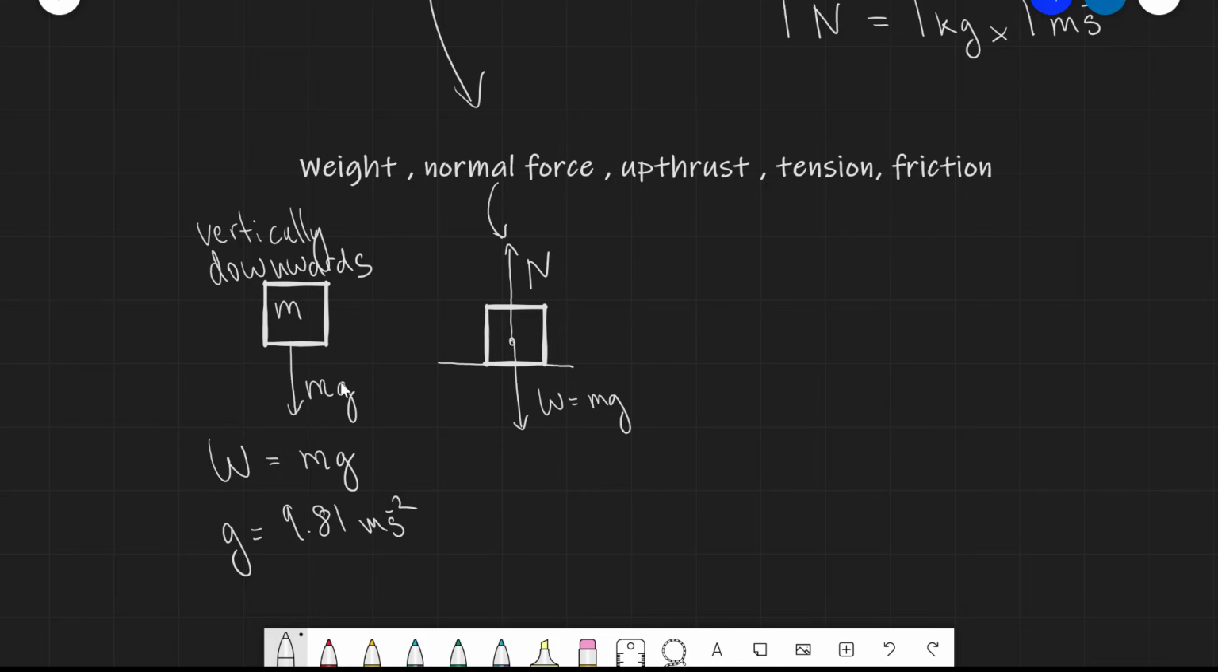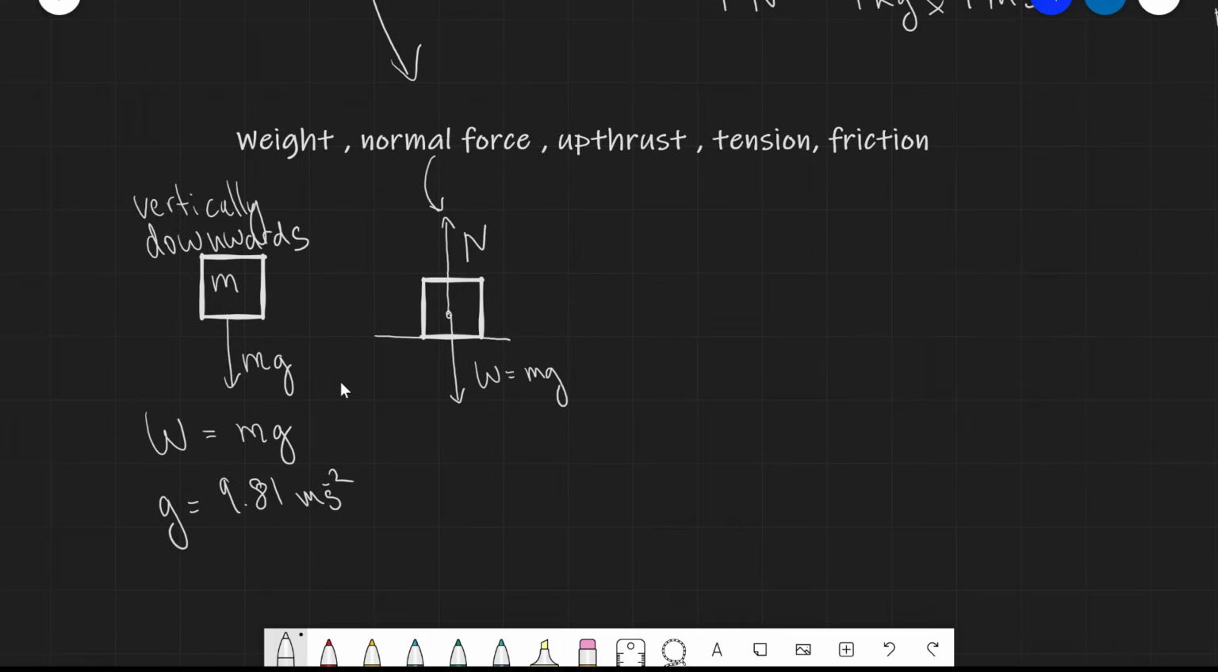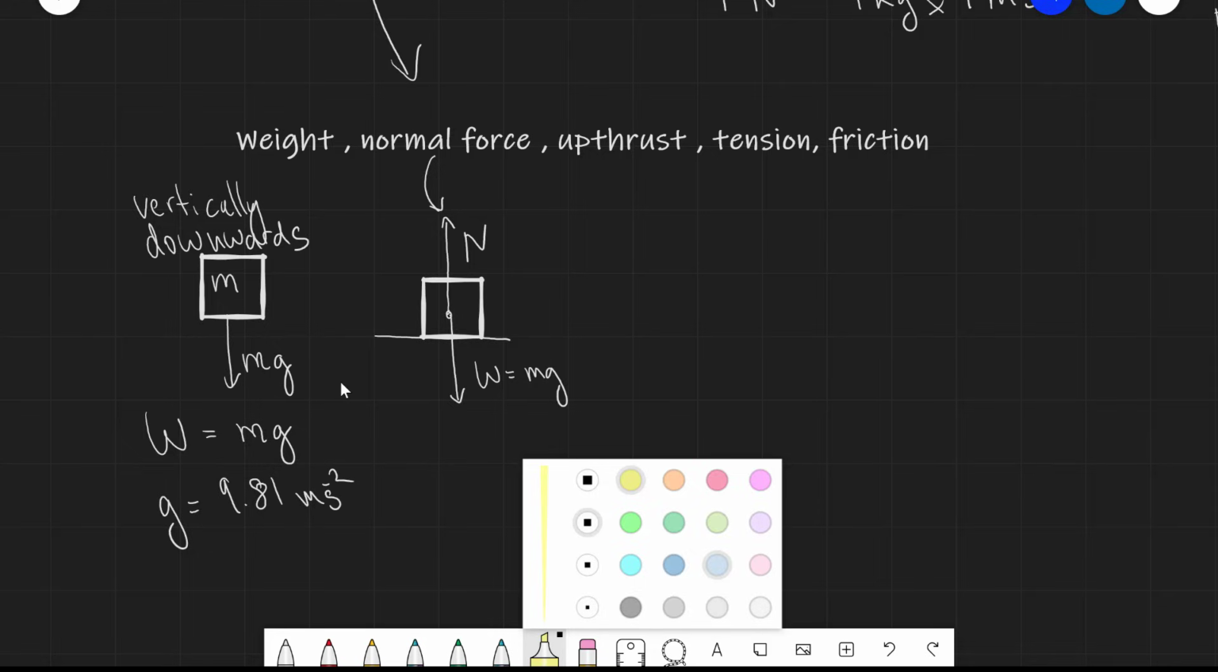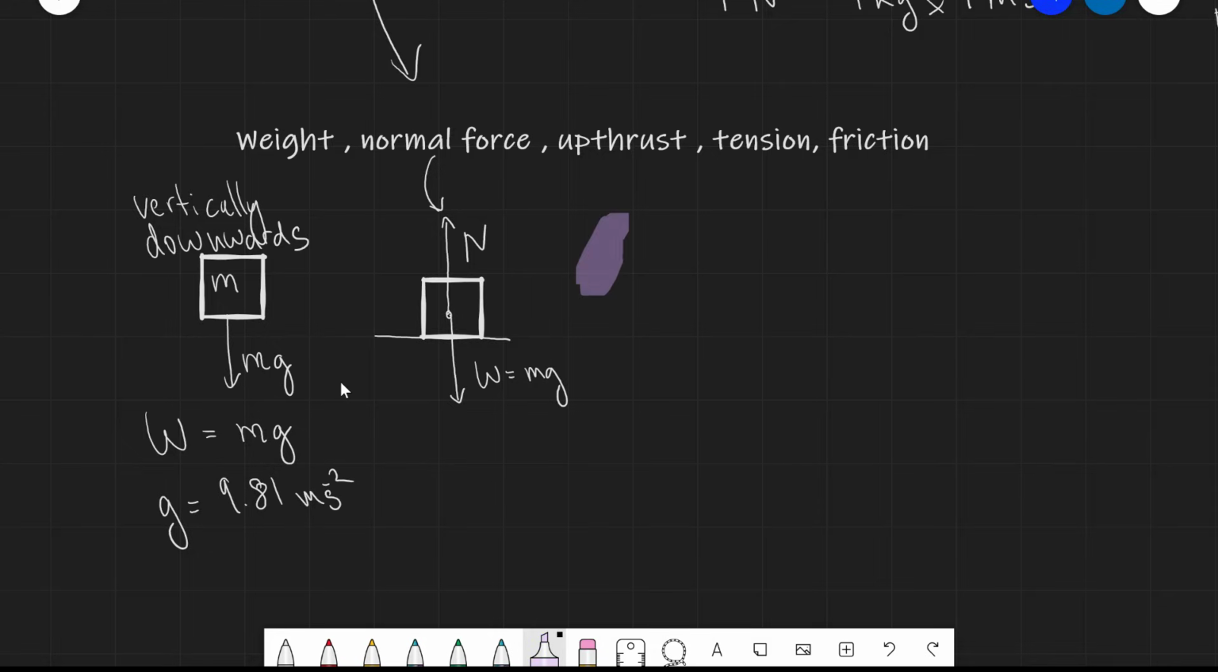Okay, well, let's have a look at upthrust. So upthrust, let's say that we have an object which is submerged. So let's imagine that we have some sort of water over here. I'm going to try and be creative with my drawing. Now we have a box which is quite buoyant.